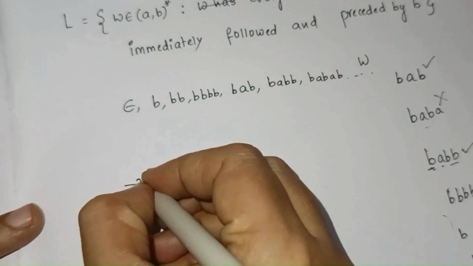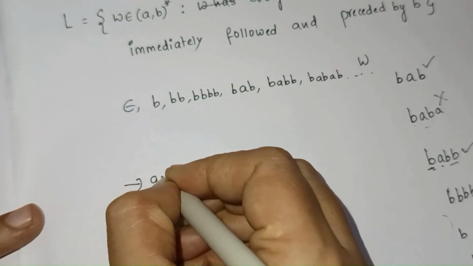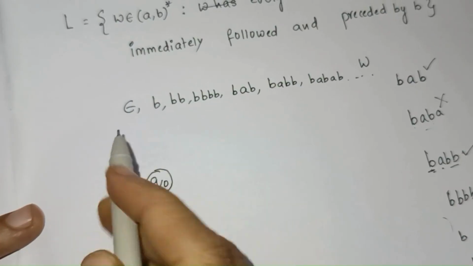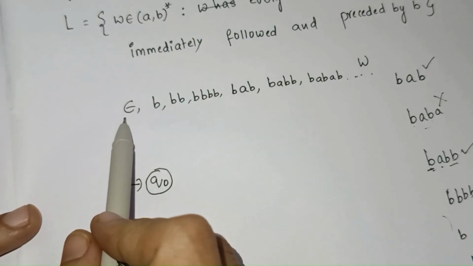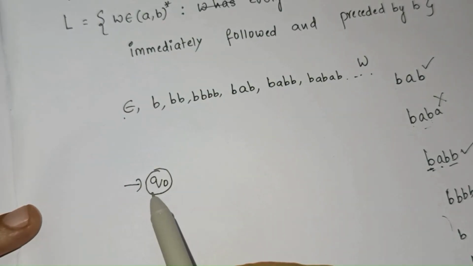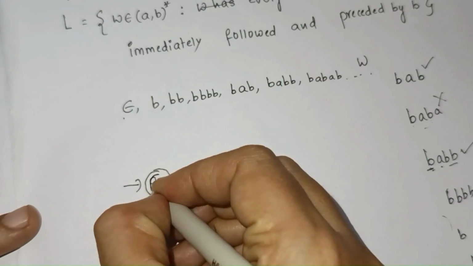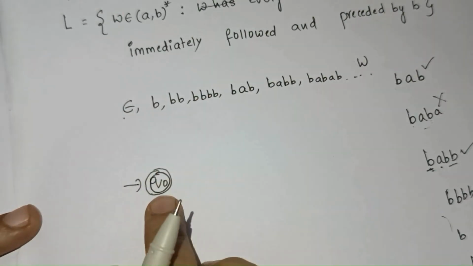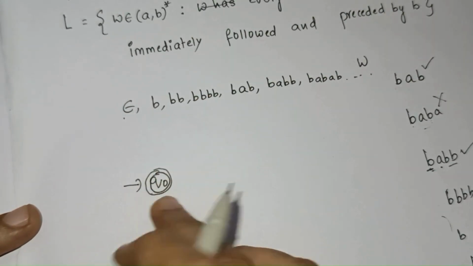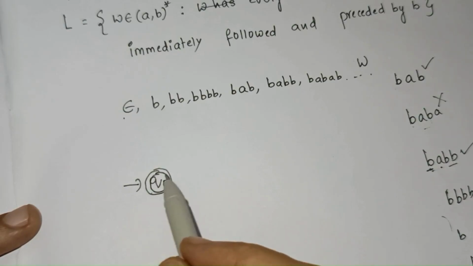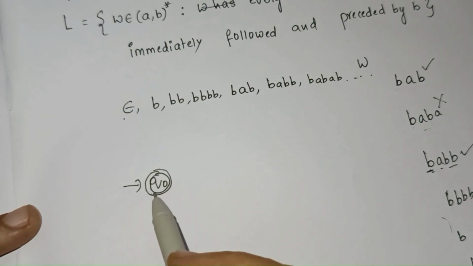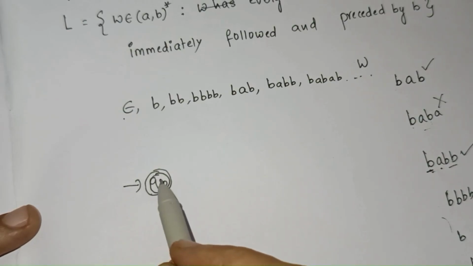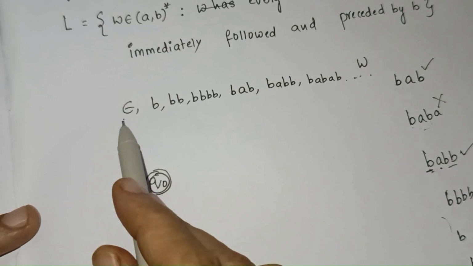So start from the initial state, Q0. Here epsilon should be accepted. Epsilon should be accepted means the initial state becomes the final state. If this is so, then epsilon is accepted. It means without reading any input symbol, it is ending up in the same state, the initial state. Hence epsilon is accepted.